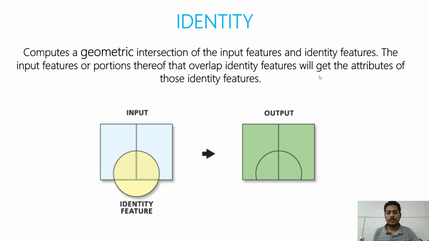That's it. Now we will see our today's last geoprocessing tool, identity. It computes a geometric intersection of the input features and identity features. The input features or portions that overlap identity features will get the attributes of those identity features. If you see the figure, it will be more clear. This is the input and this is the identity features, and in the output there will be the input feature as well as the intersect section of the identity features.